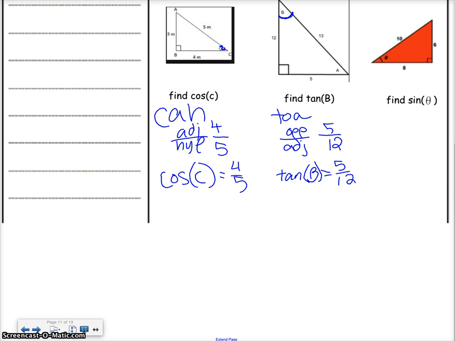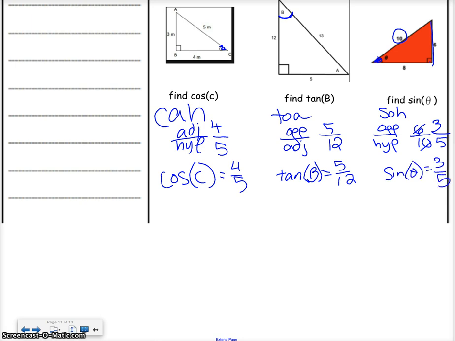Okay, next one, sine of theta. So I find theta, here's theta. Sine is SOH. Opposite over hypotenuse. Opposite of theta doesn't touch it, so that's 6. Hypotenuse, opposite the 90 degrees, that's 10. And then you simplify your fraction, 3/5. So sine of theta equals 3/5.